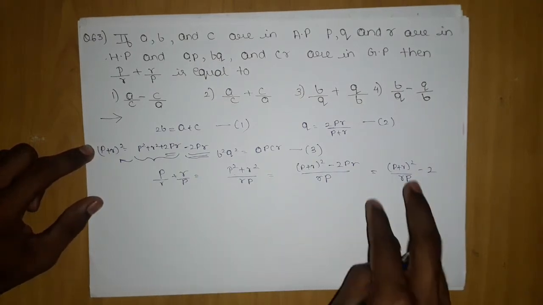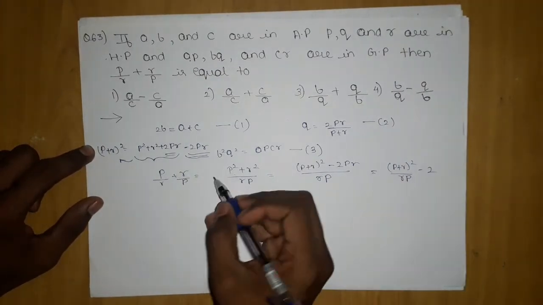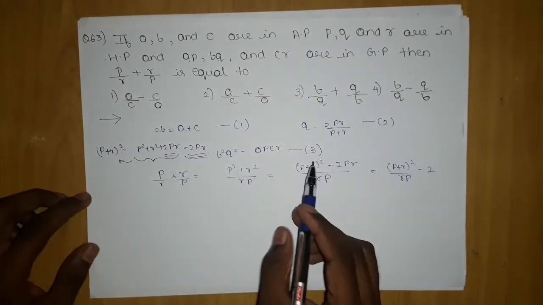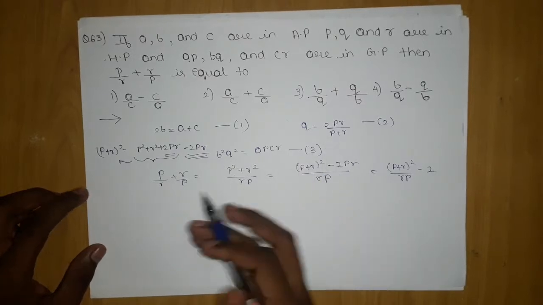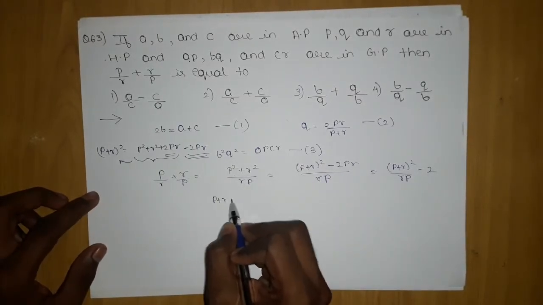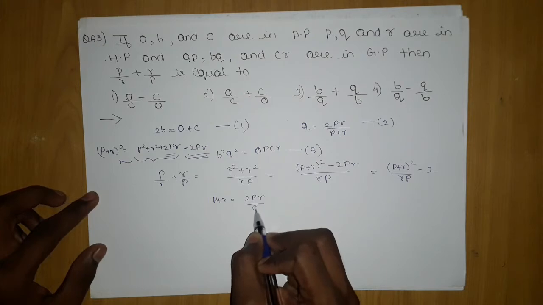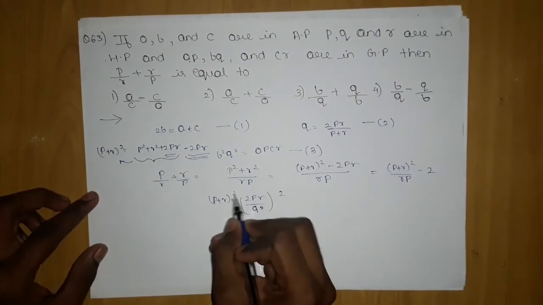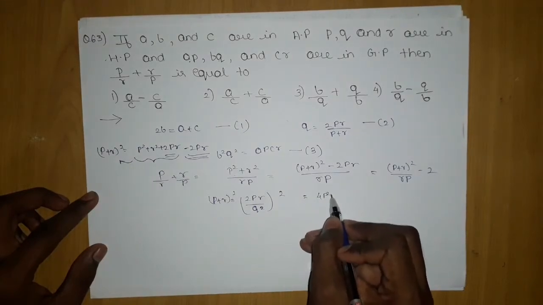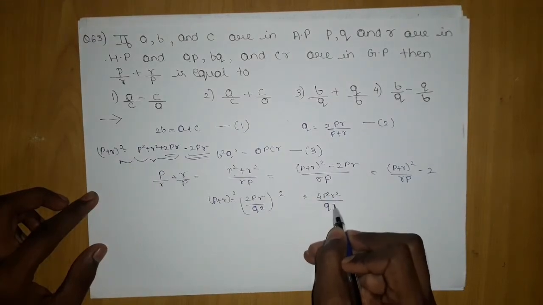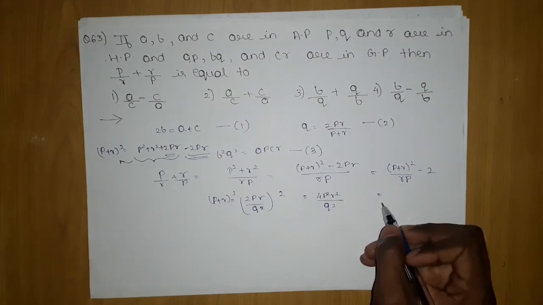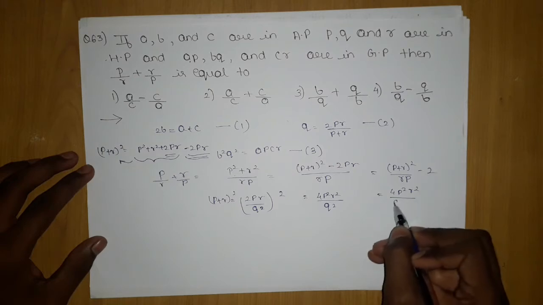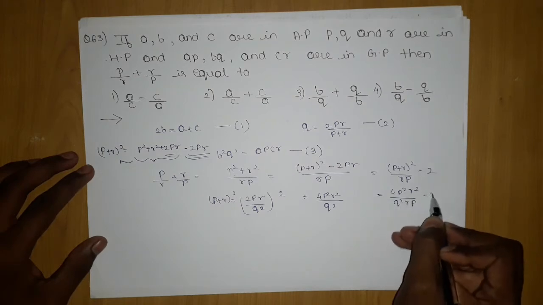Now p plus r whole square, what can I write? Let's check from the equations. There is only one relation for p plus r, which we can write as 2pr upon q square. But it is squared, so we square it, which gives 4p square r square upon q square. So let's put the value: p square r square into 4 upon q square into r into p, minus 2.